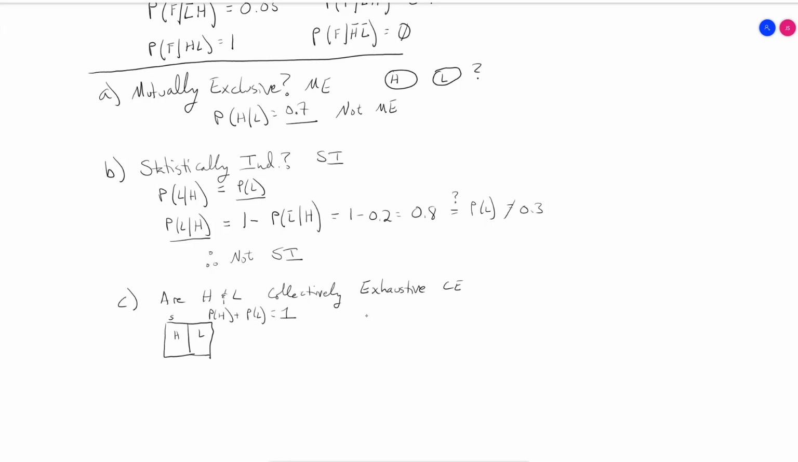Another way to write this is the probability of H or L equals 1, right? The probability of H or L is equal to, again, this only holds if they're mutually exclusive, but we know that they're not, so we'll just ignore that one. So the probability of H or L is equal to the probability of H plus the probability of L minus the probability of H and L. All right.